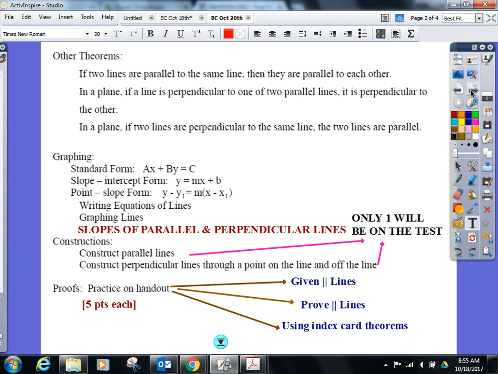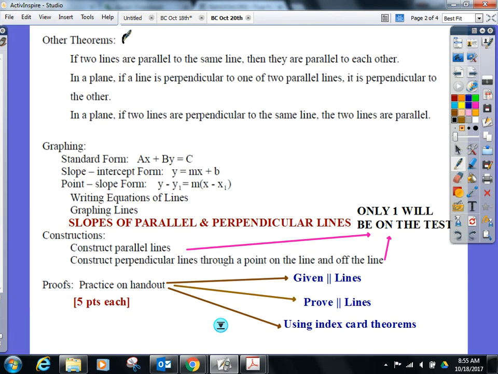On the next page, right at the top, are the other parallel and perpendicular line theorems. Those are straight from your index cards we did this week. I can tell you that one of the two proofs that I'll be giving you tomorrow on the test will involve you using one of these theorems, maybe more than one. Okay, so make sure you're familiar with that. You are not allowed to have your index cards for the test, but again, you have them for studying purposes.